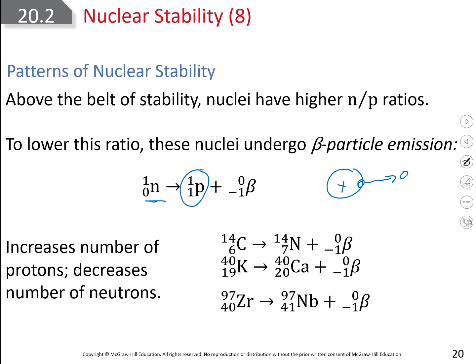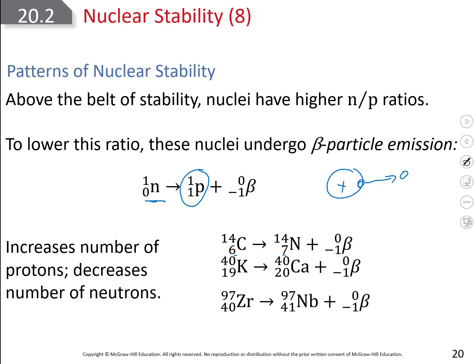When it undergoes beta particle emission, the mass number isn't going to change because beta particles don't have very much mass, but the atomic number is going to go up from 6 to 7. So the identity changes from carbon 14, which we know is not a stable isotope of carbon, to nitrogen 14. Nitrogen 14 has a 1-to-1 proton to neutron ratio, and it's less than element number 20, so now we are stable. Other examples of this: potassium turning into calcium, zirconium turning into Nb.